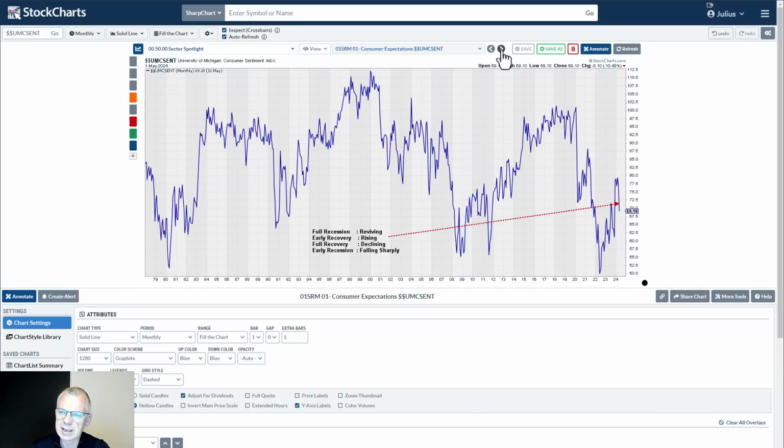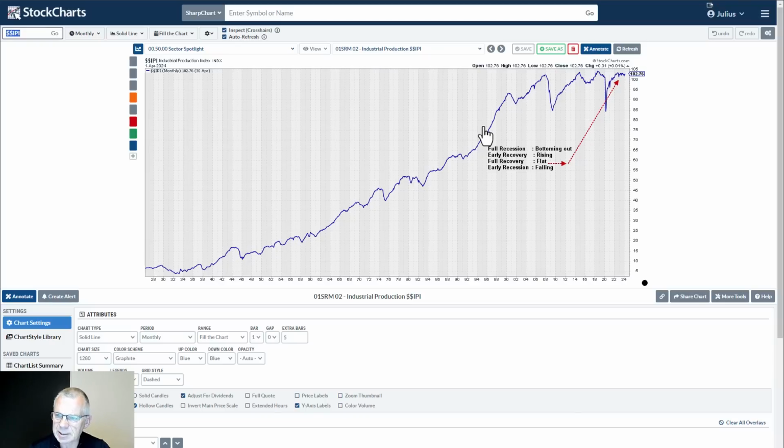If I go to the next one, that is industrial production. And this one is clearly flat. So this is a flat line here. I think that everybody will agree with that. And that puts IPI into full recovery. So full recovery in the model when you just look at the industrial production number.